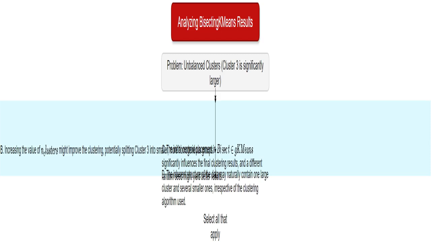Let's consider increasing the number of clusters. BisectingKMeans works by repeatedly splitting clusters. Increasing the n_clusters parameter might help split that large cluster into smaller, more similar groups. This seems like a good thing to try.